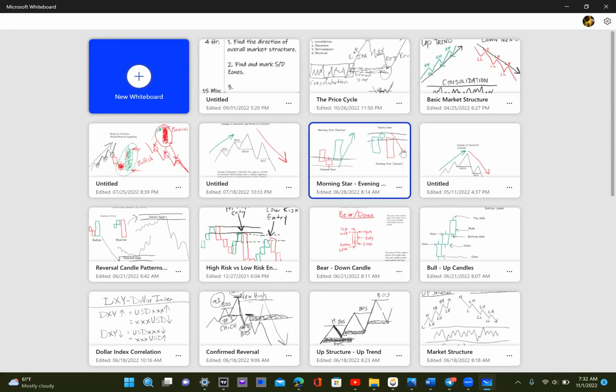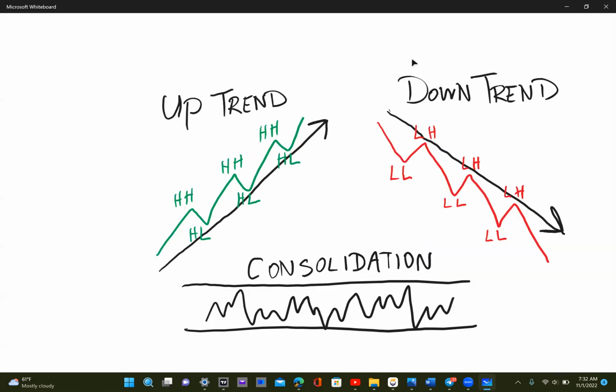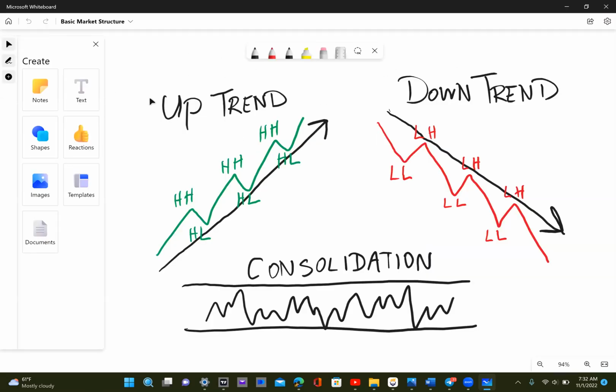All right. So, market structure. First, let's look at this one right here, basic market structure. For those of you that need the refresher, the market moves in three different ways. It moves up, it moves down, and it moves sideways in consolidation. When we're in an uptrend, we're going to make higher highs and higher lows. It goes up, makes a high, comes down, makes a low, goes up, and makes a higher high. This is called a higher high because it's higher than the previous high.